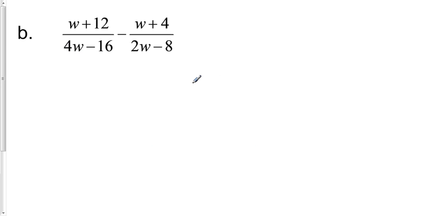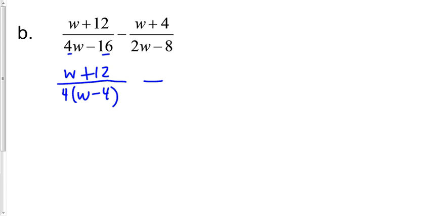Here's another one. It looks a little different because in my denominators I have binomials. Okay, so study the two denominators. How can we get them to match? Well, it might help if you factor them first and then see how you can get them to match. So I don't really care about the top of these fractions, but let's think about these denominators in factored form. So I've got w plus 12 over, notice there's a common factor of 4 in each term here, so I would take out a 4 and I've got w minus 4 left in parentheses.